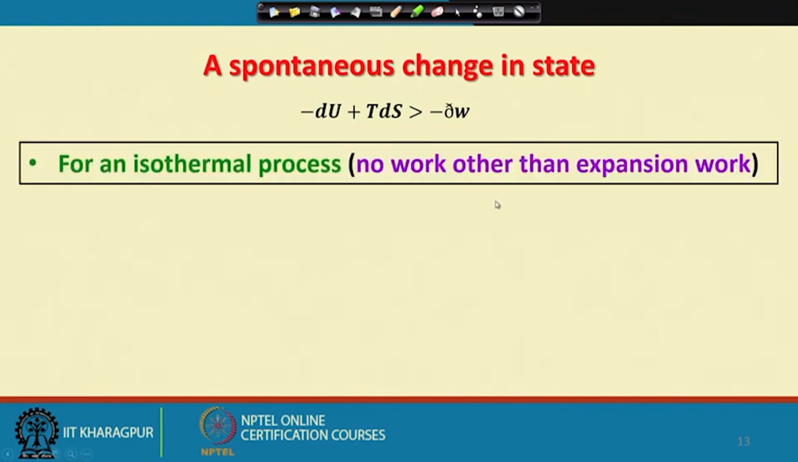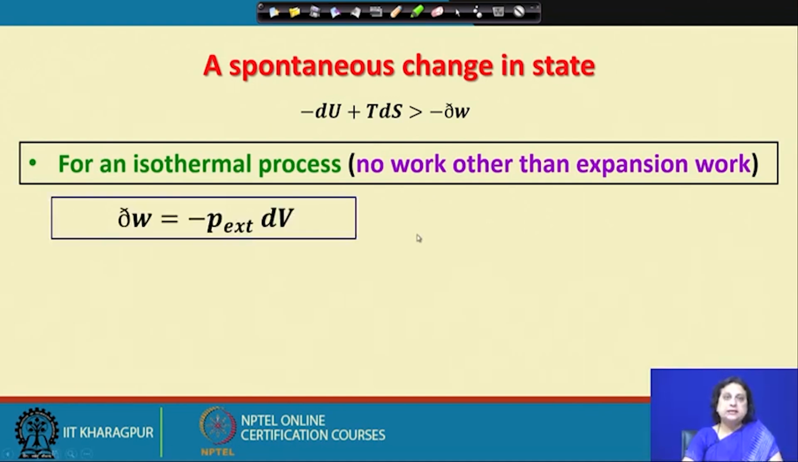Now, let me consider a system initially at equilibrium which is undergoing an isothermal process, and this isothermal process involves only expansion work. In that case, I can very easily say that the work that appears on the right hand side of this equation is nothing but minus P external into dV. That is one of the fundamental equations in thermodynamics.